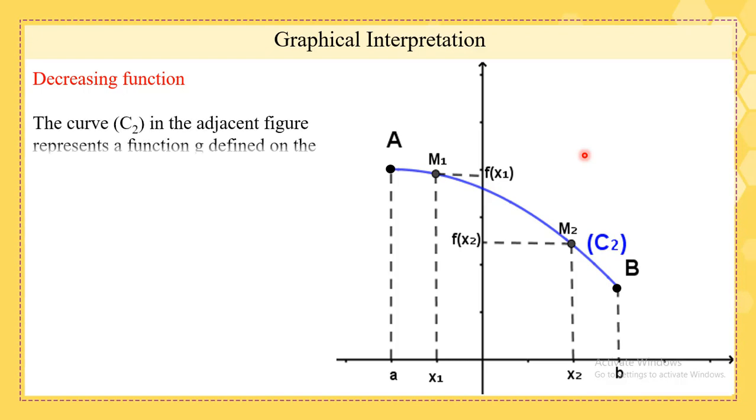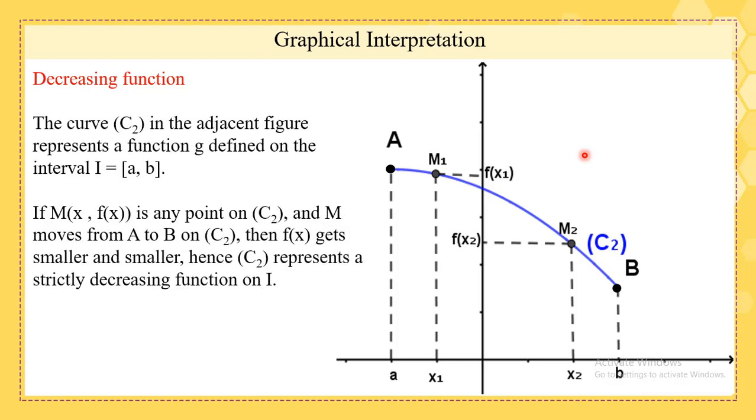Now the decreasing function, it decreases as x moves from A to B. This is the point M1 with x1 and f of x1, and the point M2 with x2 and f of x2. As x increases, here notice that f of x decreases. It moves downward.